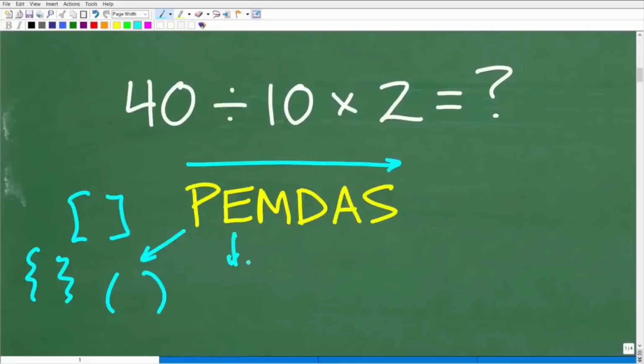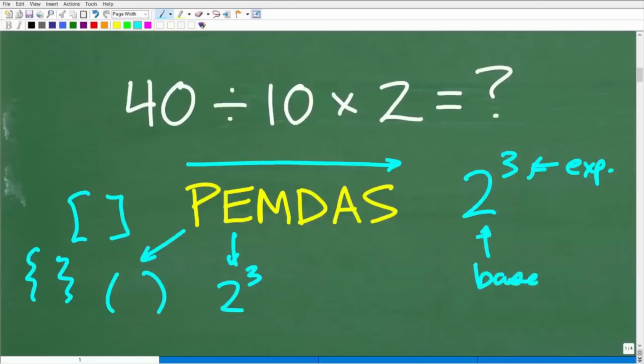All right, now E is basically powers, okay? So if we have 2 to the third power, that's what E stands for. Now you might be saying, well, E, why don't they just put another P there? Well, that would be kind of confusing, but let's clarify this. So 2 to the third power, the 3 here is called the exponent, this part of the power, and this bigger number down here is called the base. So a power, like 2 to the third power, has two parts to it, this exponent and this base. So this E right here stands for exponent, but you can think of this as powers.